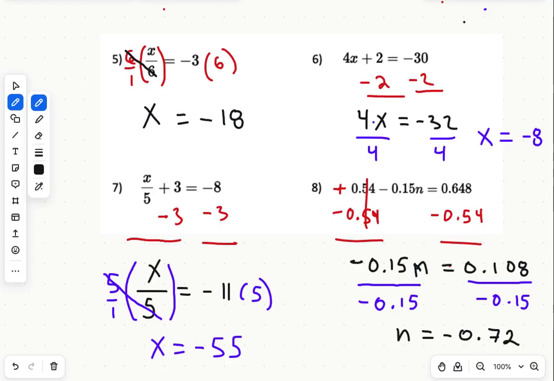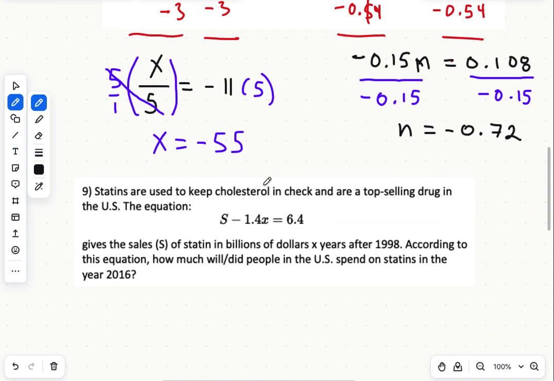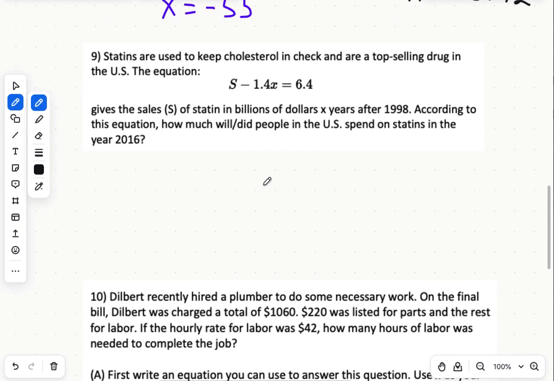And then our last couple are using that same idea, but now there's some words involved. For this one, statins are used to keep cholesterol in check. Top selling drug in the US. The equation gives the sales, so this is the sales of statins in billions of dollars x years after 1998. According to this equation, how much did people... it's kind of an interesting sentence.